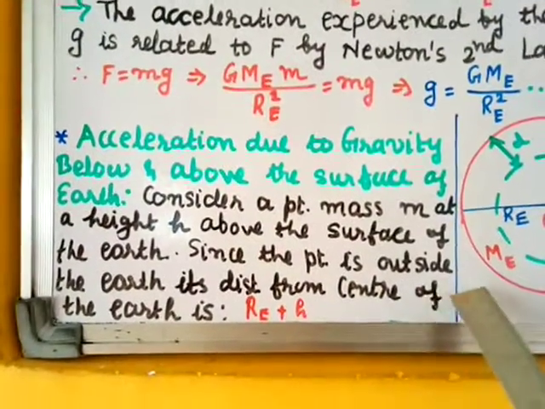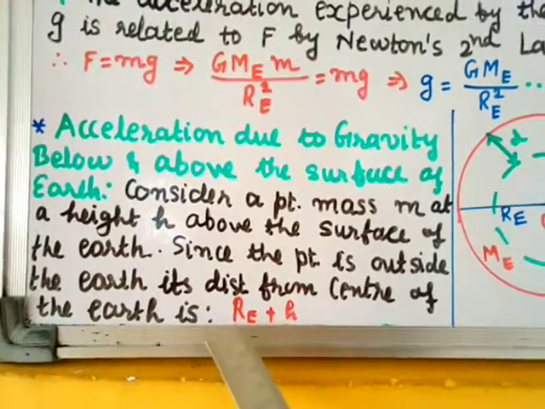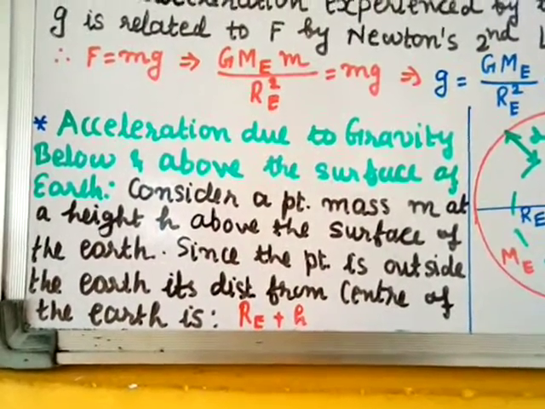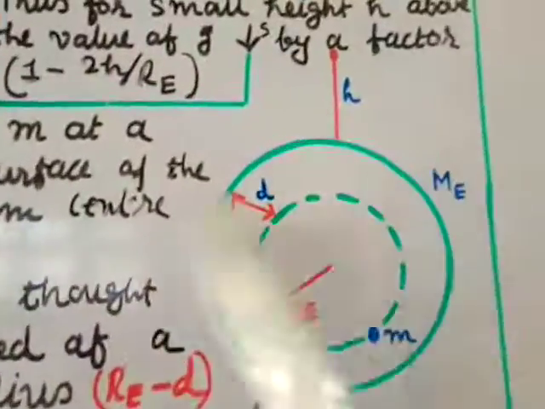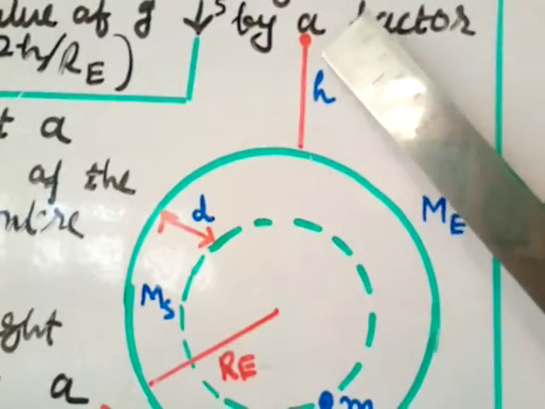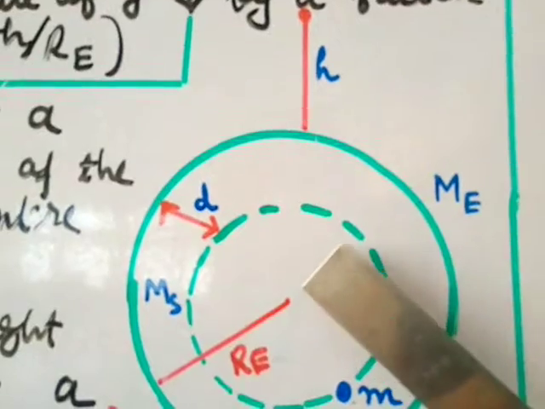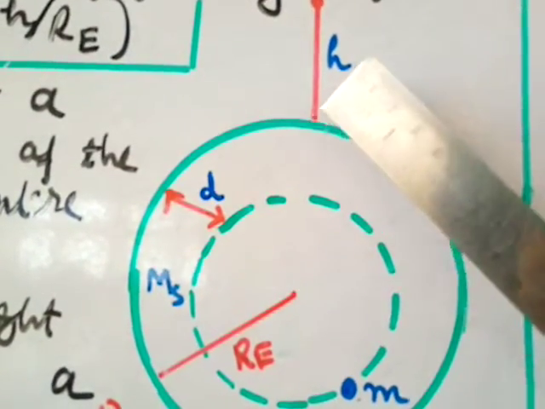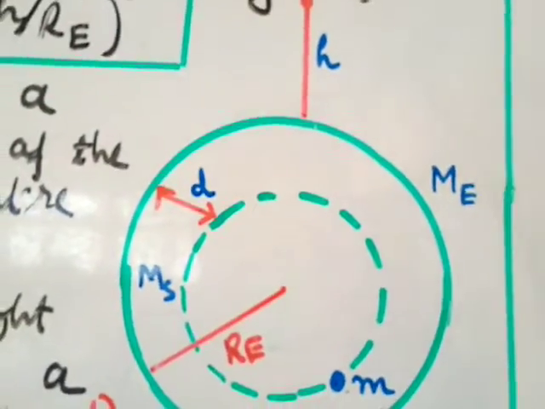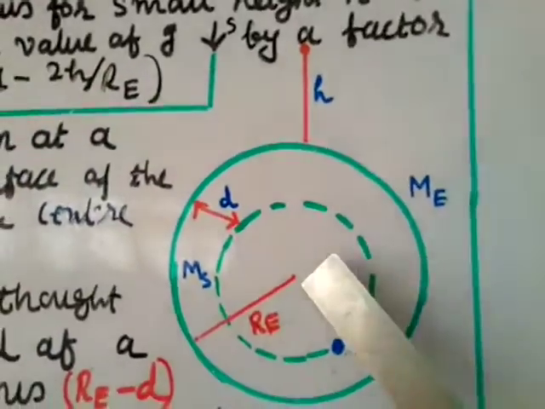Since the point is outside the earth, its distance from center of the earth is Re plus h. Re is the radius and h is the height at which the point mass is situated. That means the distance of this mass from the center of the earth will be, from here to here is Re, plus from here to here is h. So the distance of this mass from the center will be Re plus h.